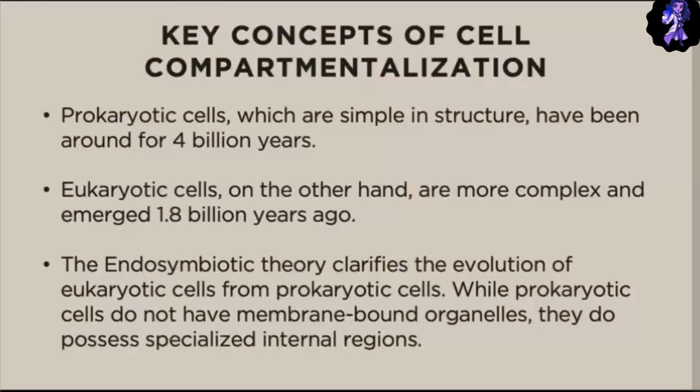So here's the thing. With the endosymbiotic theory, we basically say that eukaryotes evolved from prokaryotes. And we base this theory on the idea that prokaryotic cells don't really have membrane-bound organelles. So they don't have the nucleus, they don't have the Golgi apparatus. All of those parts that we talked about in Unit 2 are non-existent in prokaryotes. They basically are very simplistic, and I want to reiterate that again.